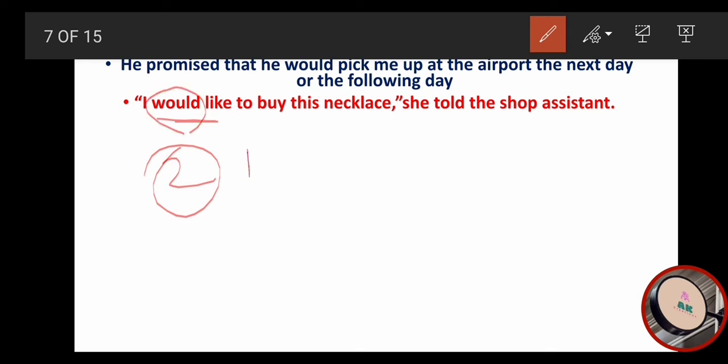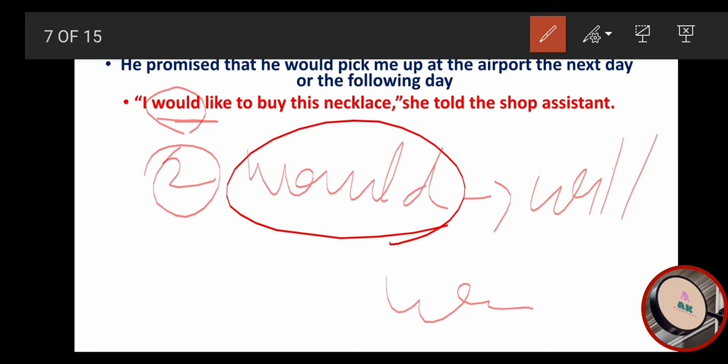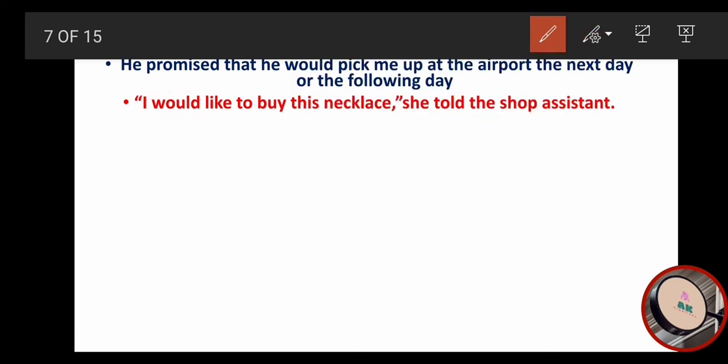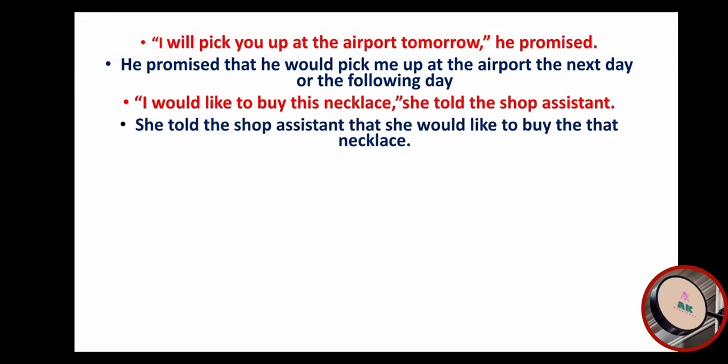If there is a would, you are not supposed to change it into will or would have been. No, would is in a past form, so would will stay would. So this is right, and if you have used this, it will be wrong. For would there is no change, and for this, obviously, it will change. Without any delay, let's look at the answer. She told the shop assistant that she would like to buy that necklace.